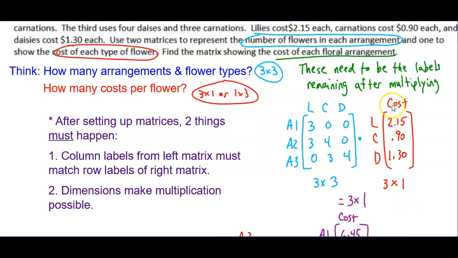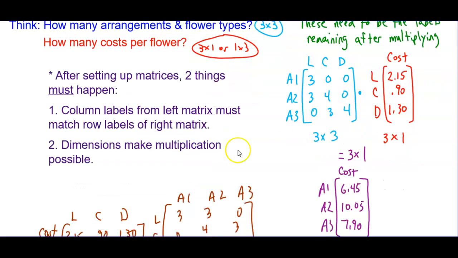So now that I've established that it's on the right, I need to make sure that these lily, carnation, and daisy labels match, right? I need the labels of the columns on the first matrix to match the labels of the rows on the second one. So that's specifically why I set it up this way, and I didn't have the arrangements on the top and the flower types down the side, because I needed it to match. Okay, so we have to think of 2 things: matching labels, and dimensions that are possible.